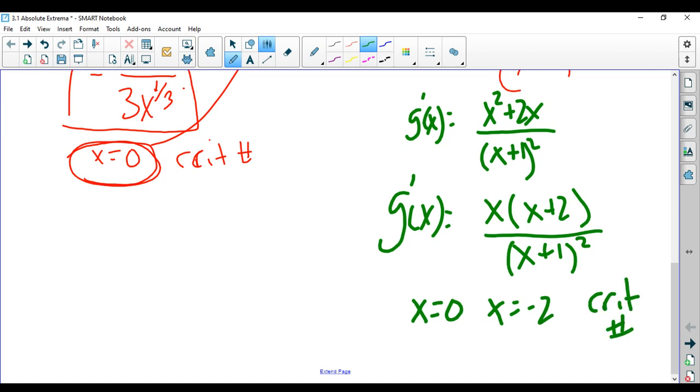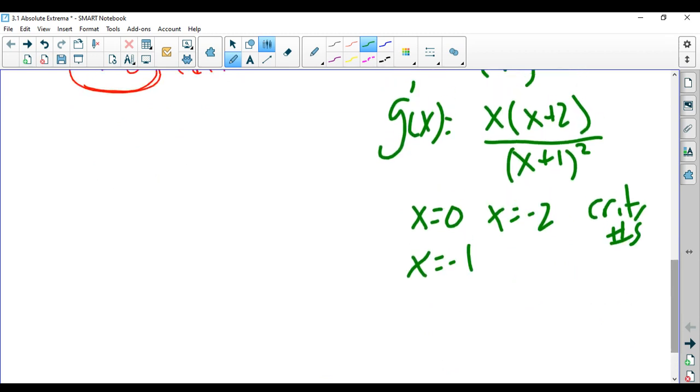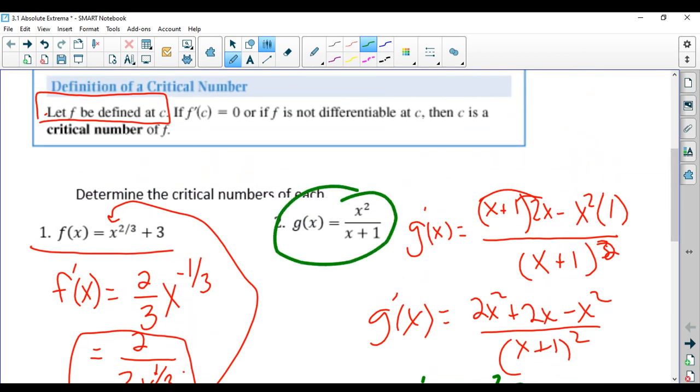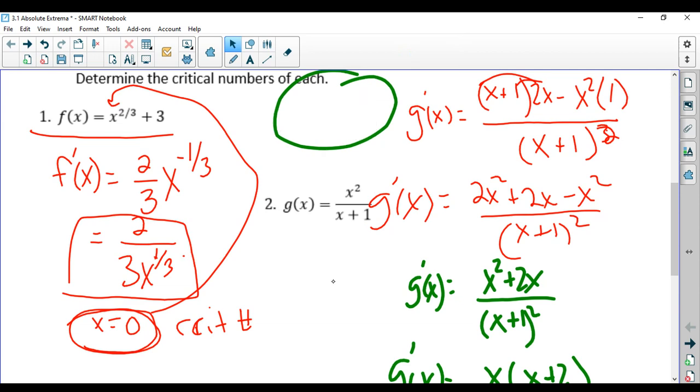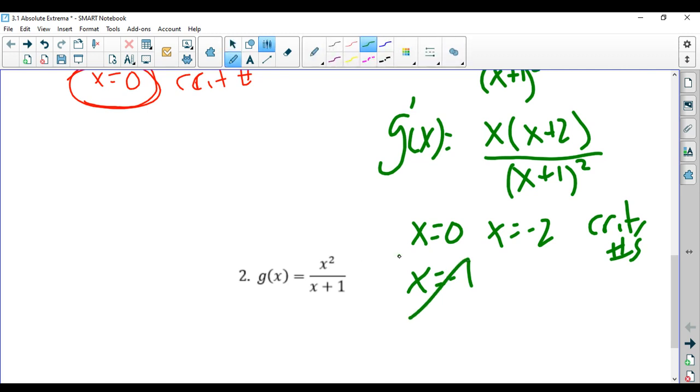or where the derivative is undefined. And this derivative is undefined at x equals negative 1. So here's the little nuance to this. Your critical numbers must be defined in the original function, which is here. And if you look at that last critical number, x equals negative 1, it's not defined in this function because it makes that original function 0 on the bottom. So it's not a critical number.